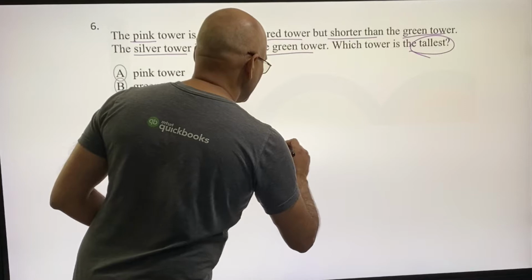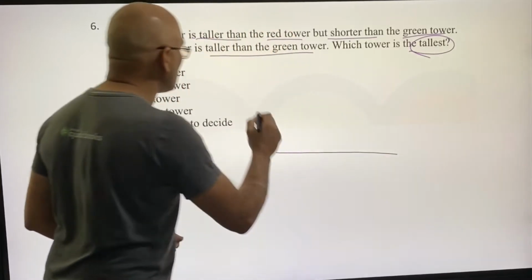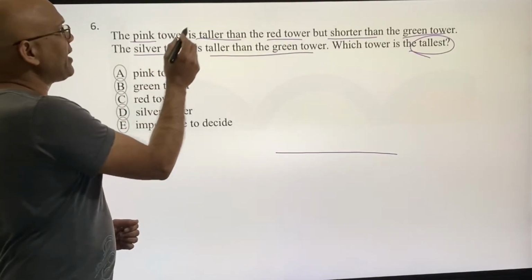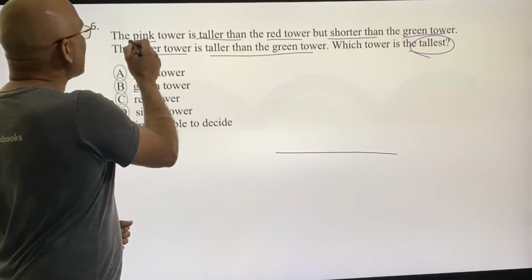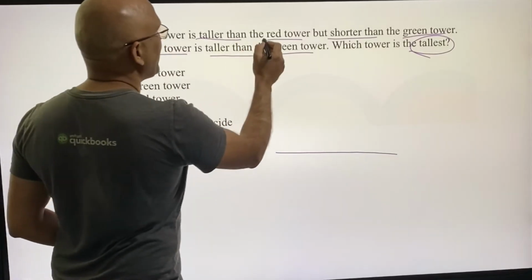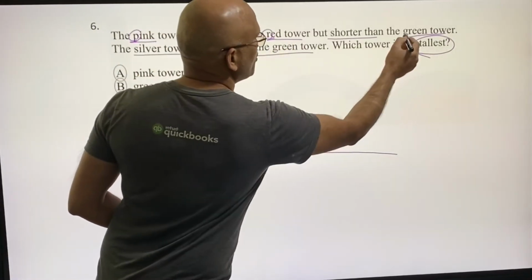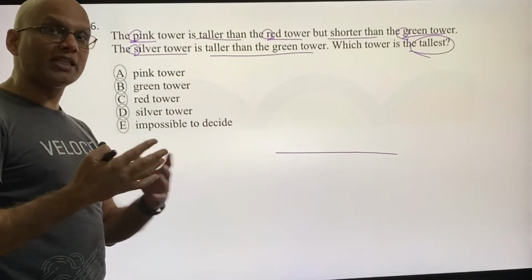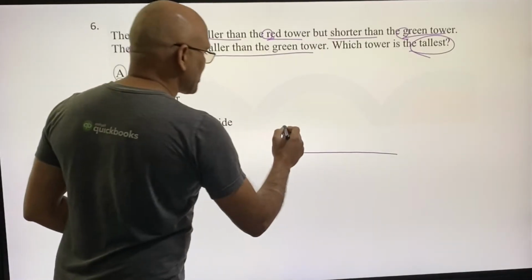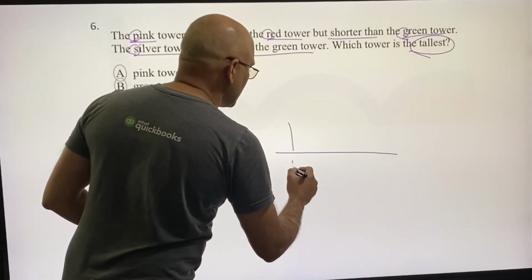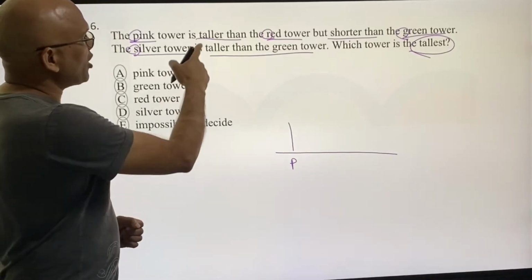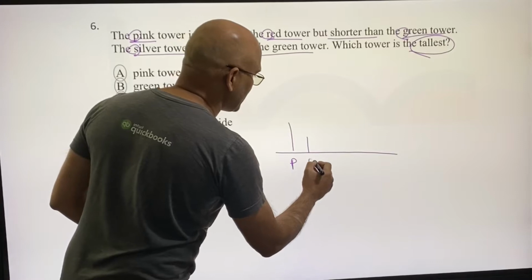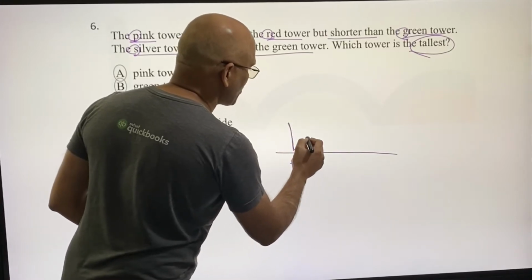So this is the base, and I'm going to draw the tower on it. One thing you can see is I could write the name pink, red, but we can see that they all start with a different letter: P, R, G, and then S. So I'll just write the first letter, so that way it is also faster. So pink tower. Let me draw this tower and call this pink. P for pink is taller than the red tower. So this is my red. So the pink is taller than red.